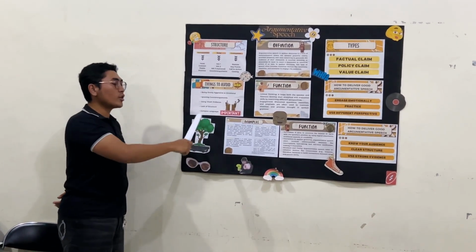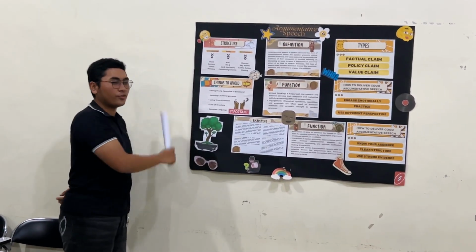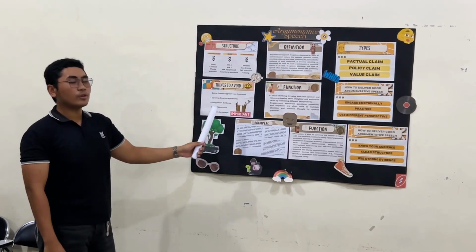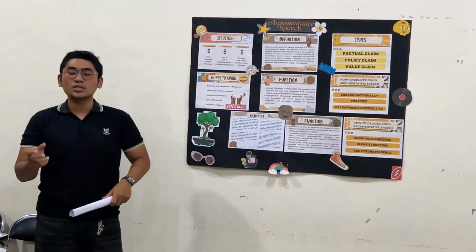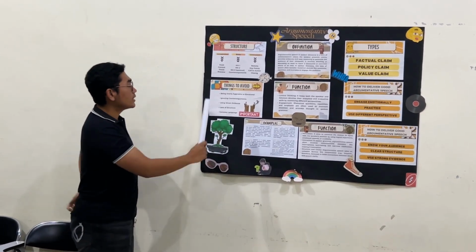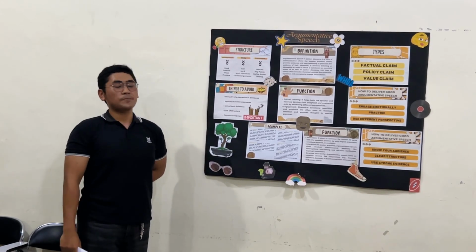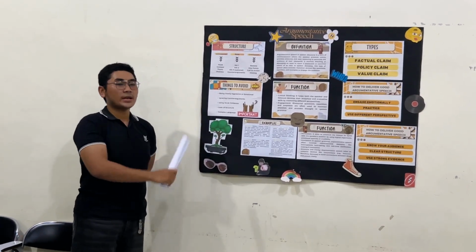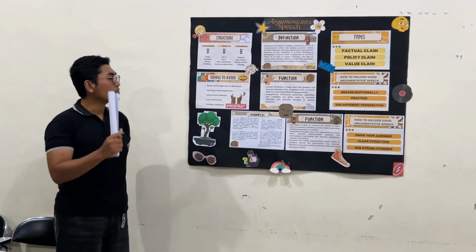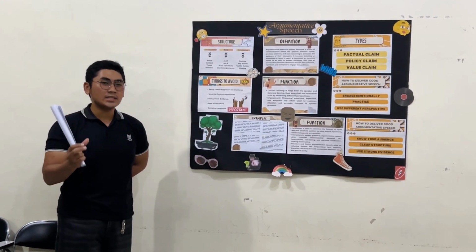And then after that, ignoring the counter argument. Of course, it's dumb if you are ignoring the counter argument. And then the third one is using weak evidence. Of course, you need to use the strongest evidence if you want to counter the argument. And then the fourth one is lack of structure. And then the fifth one is complex language. If you want to deliver a good argumentative speech, you need to make the language easier for the audience to understand.